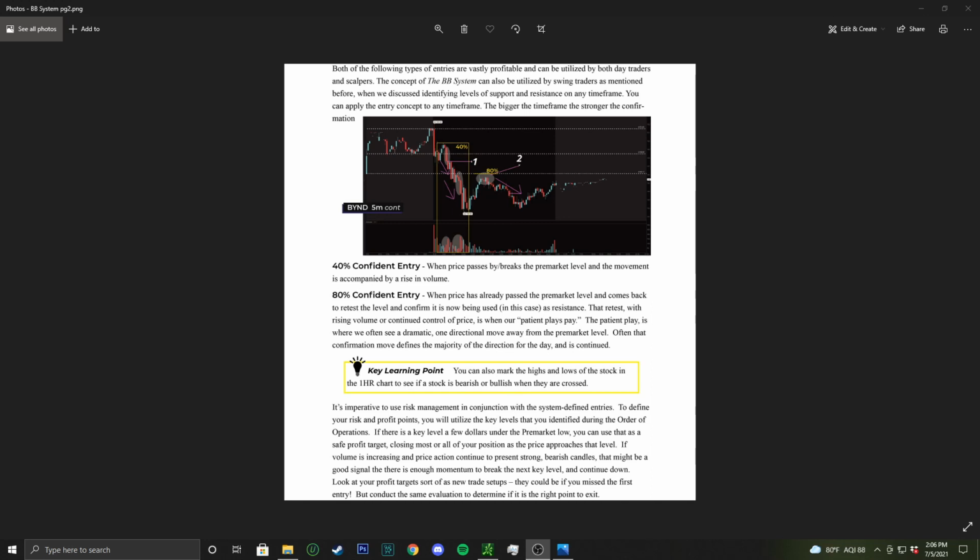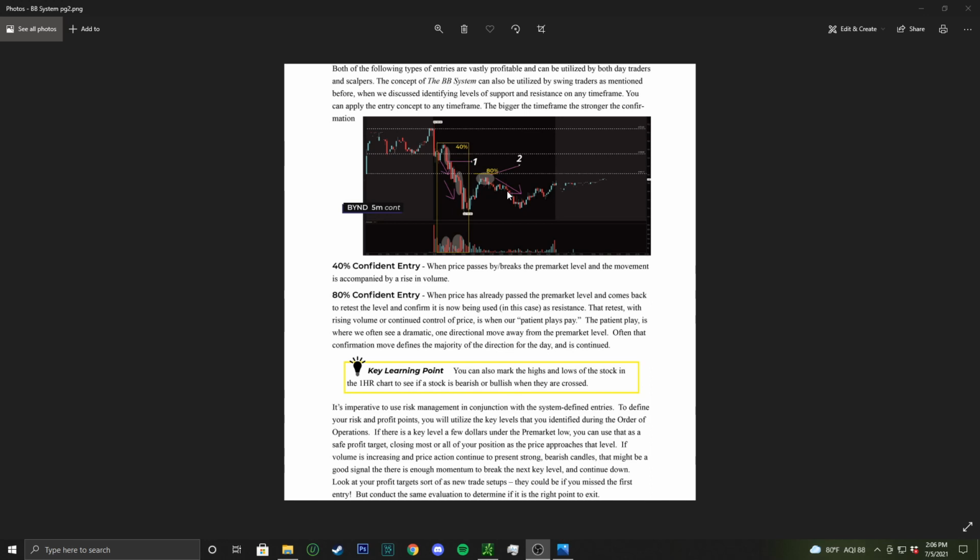So the 40% entry confidence is when price passes by a level or breaks the pre-market level and the movement is accompanied by a rise in volume. That's what you were seeing when I was showing you those couple of examples of price breaking, but also at a good position. Then the 80% confident entry is when price has already passed the pre-market level and comes back to retest the level and confirm it is now being used, in this case, as resistance. That retest of that level with rising volume or continued control in price is where our patient plays pay.